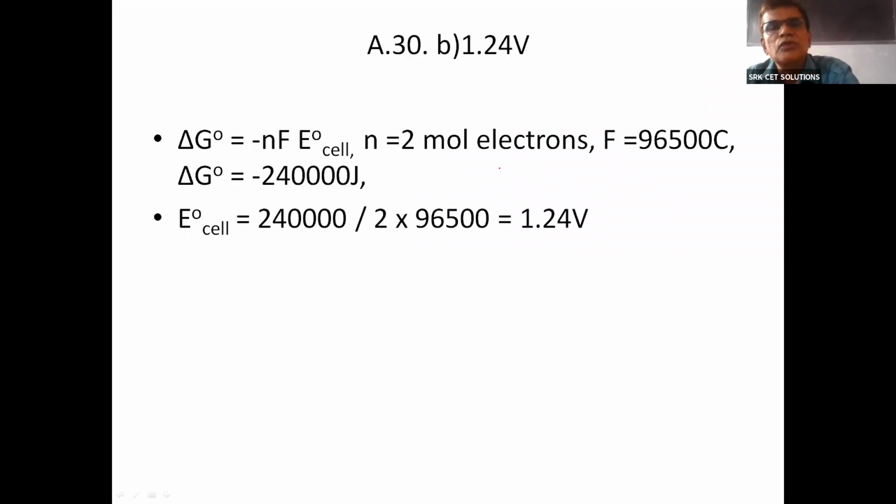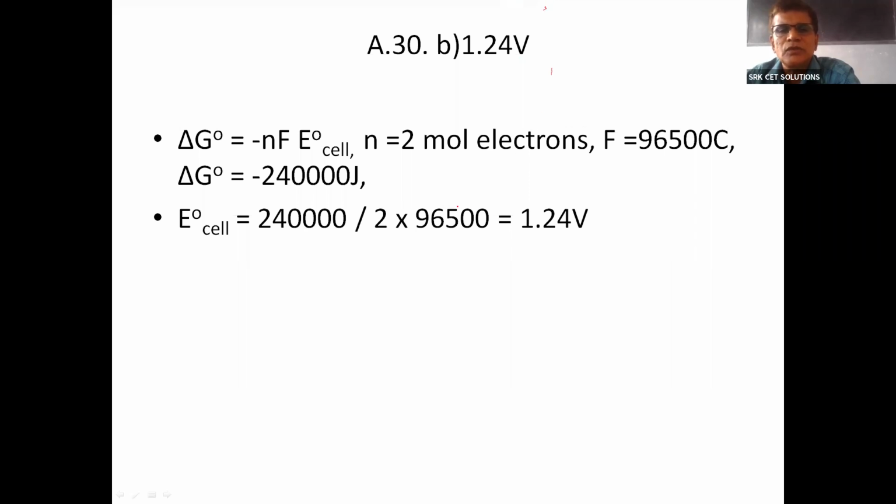So look at this. It is delta G naught, Gibbs energy, is related to potential of the cell like this. 2 mole electrons are involved. How do you write this? I'll show you. So O2 is oxidized. Let me write it. I'll write it for you. So the two gases are involved here.